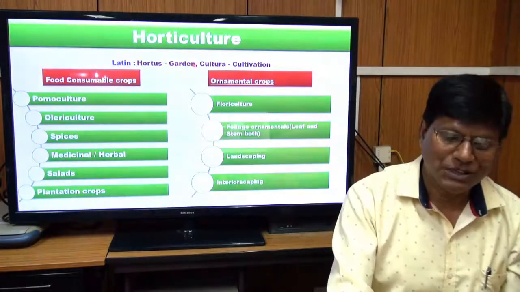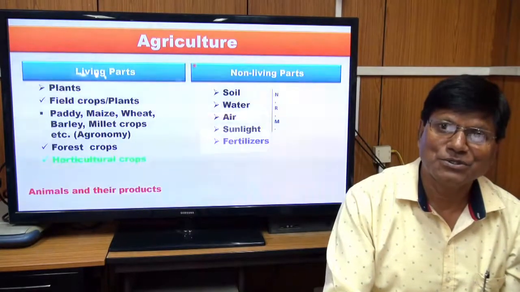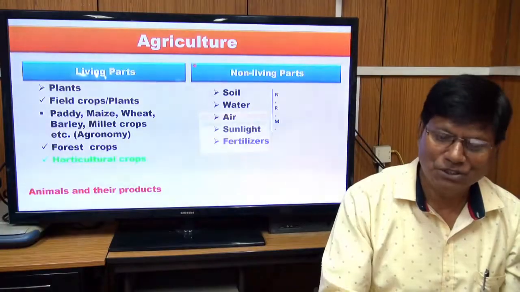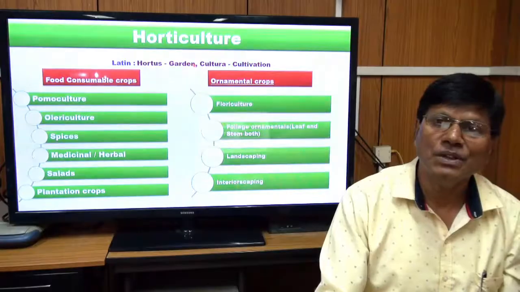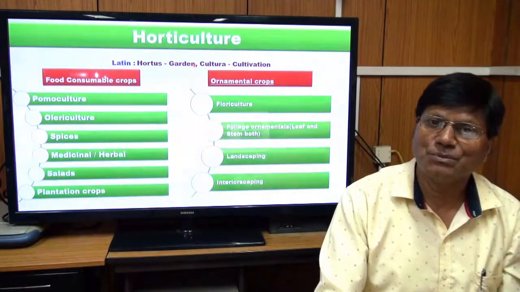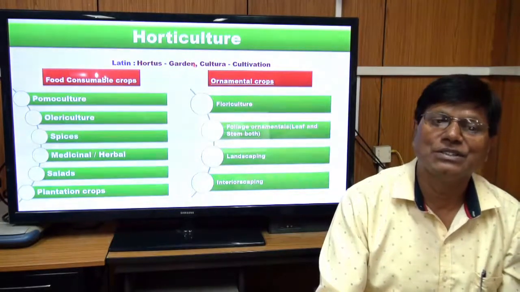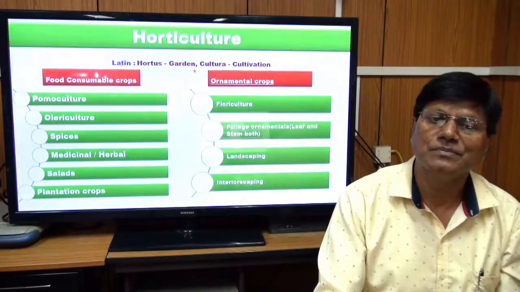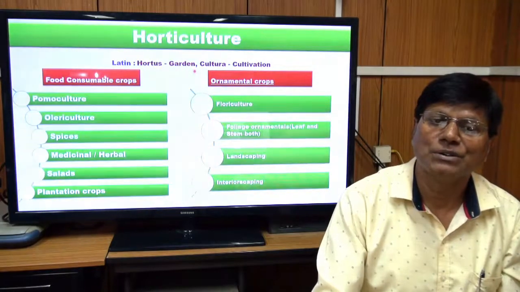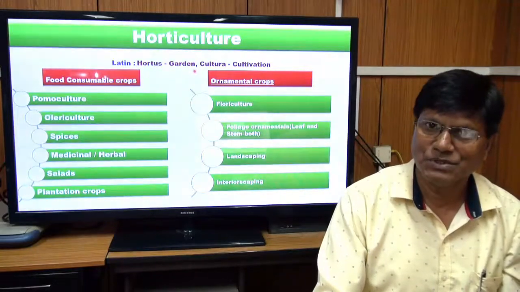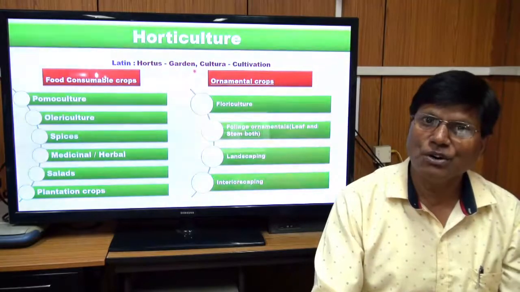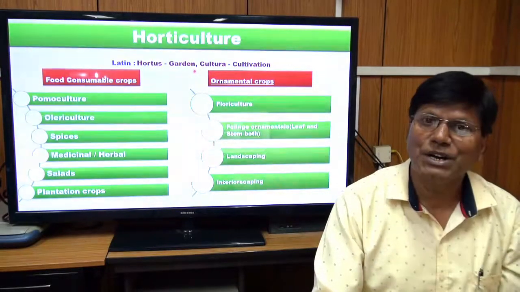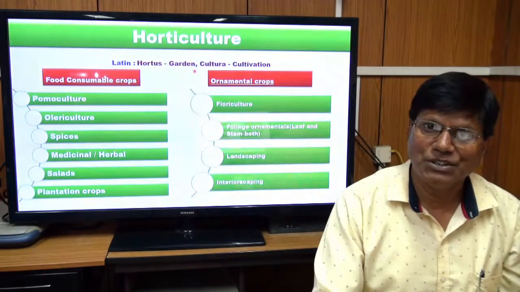Now coming to horticulture, as I had told, horticultural crops are very important. We are related with horticulture, so let us come towards our subject, horticulture. The term horticulture is made up of two Latin words, hortus and cultura. Hortus means garden and cultura means cultivation. So cultivation of garden plants is called horticulture.